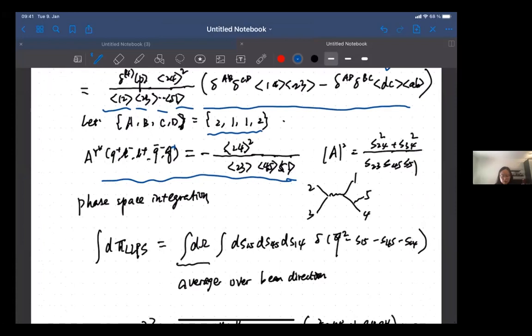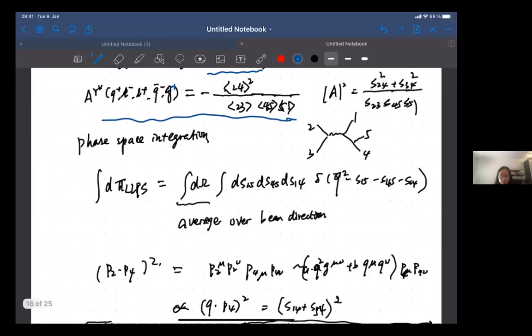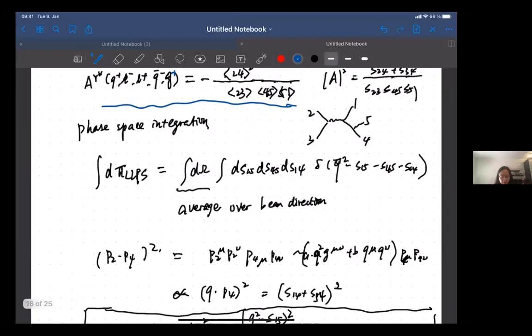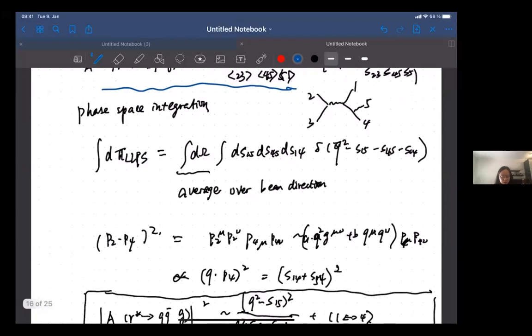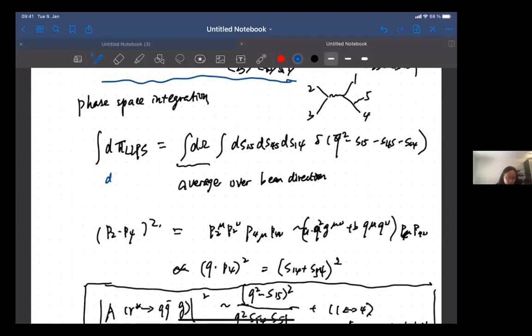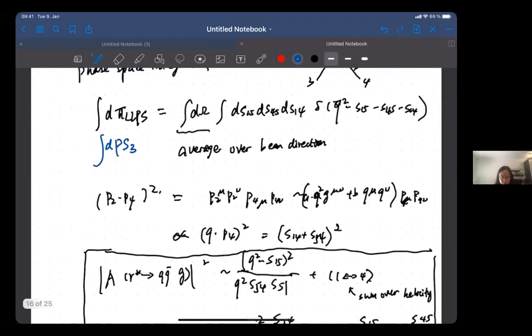So we have all the ingredients right now, and so we can square this amplitude, which takes the following form. Then the next step is to perform the phase-space integration against the measurement function. So we have a five-particle phase space, PS3, which can be parametrized in the following way.